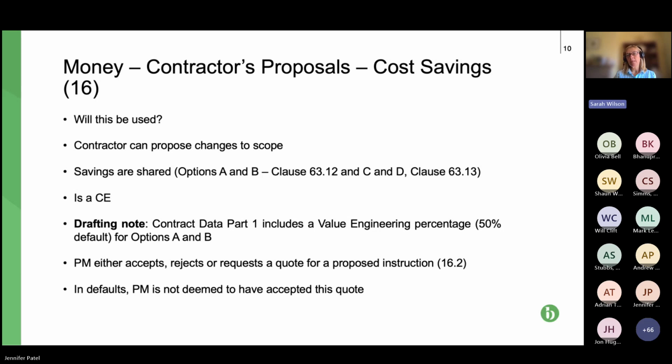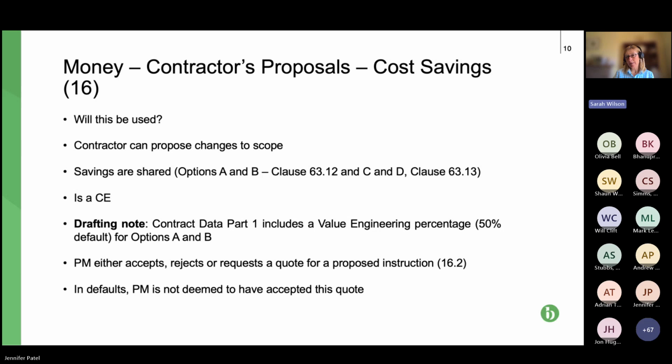If you're on option C and D, the pain gain contract, the target contract, then how it's adjusted is via the target mechanism. So a good idea, but there is nothing to stop parties implementing this under an NEC3 if they wish to. And also, at the end of the day, it's up to the parties to agree it. I suspect it won't be well used.